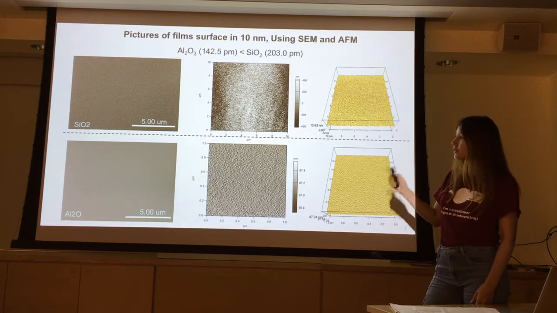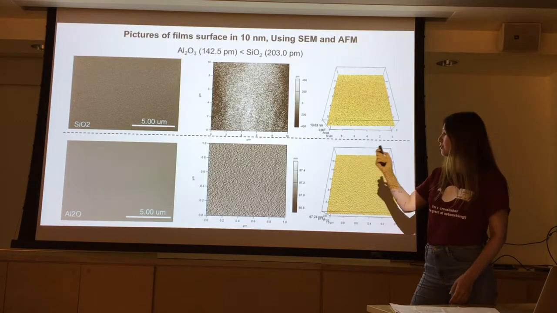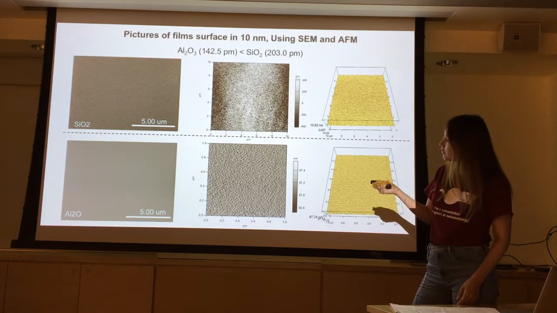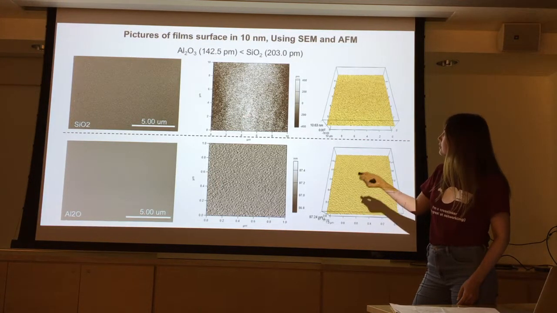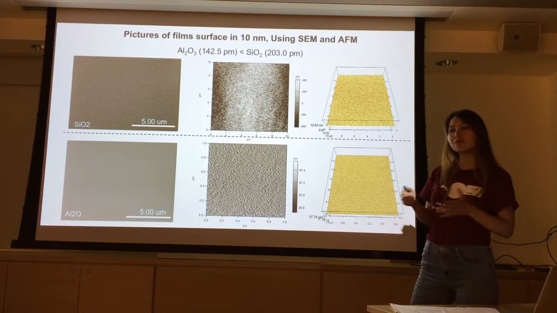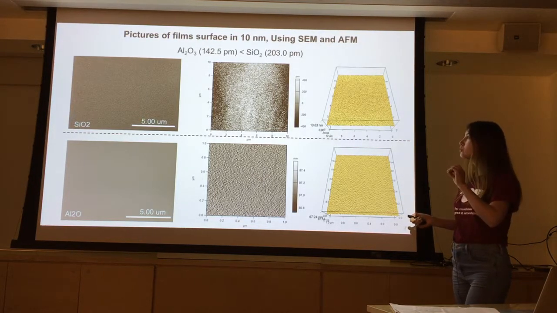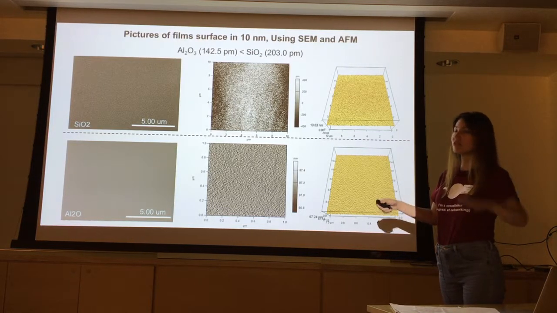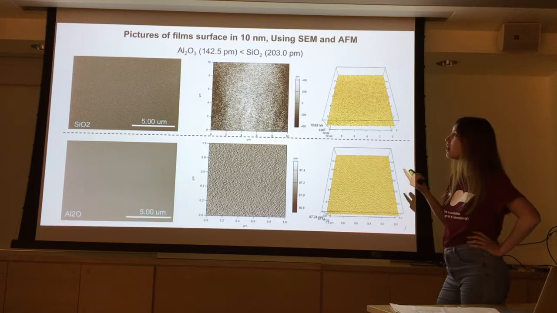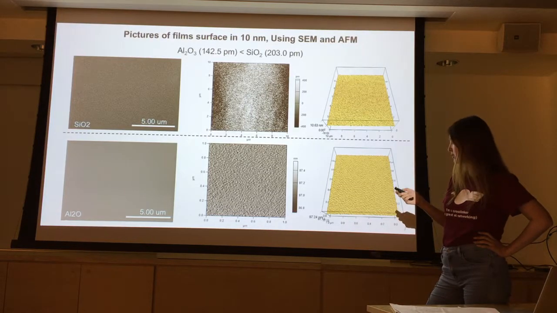Here, after I created my film, I took some pictures of the surface with SEM. Those are the SEM pictures that I took of the silicon dioxide wafer and alumina. And these two pictures are AFM pictures to measure the roughness of the surface, which also show that alumina has a more uniform surface than silicon dioxide. The alumina roughness is 142.5 picometer, less than silicon dioxide, which is 203 picometer.